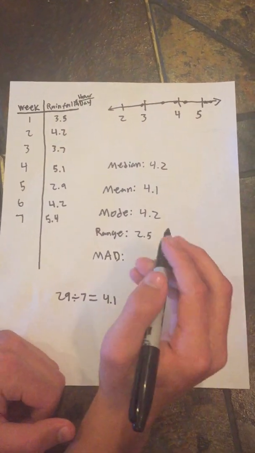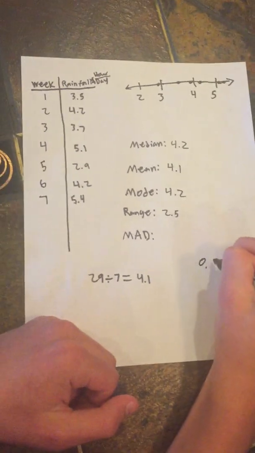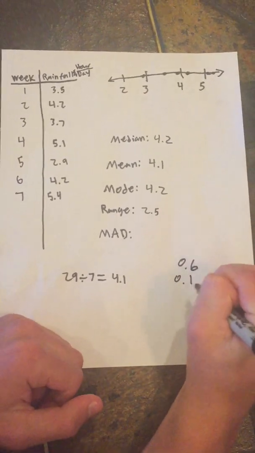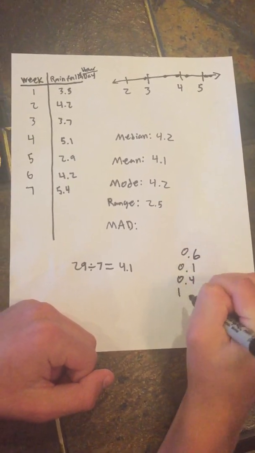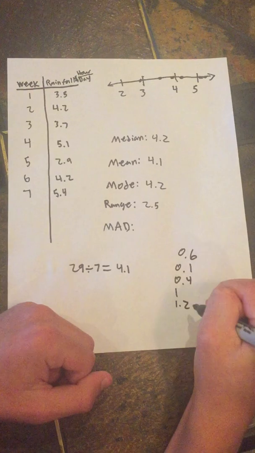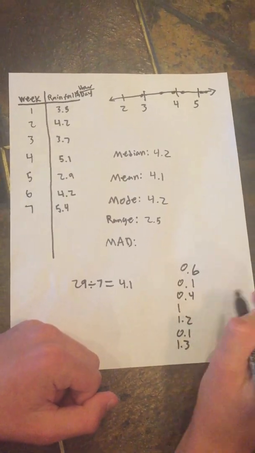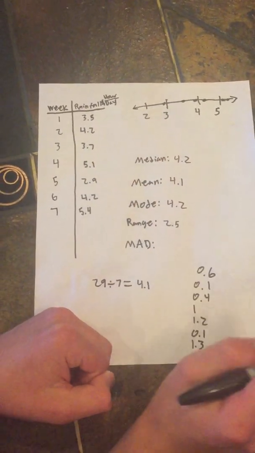What I got whenever I subtract all this is 0.6 for 3.5, 0.1, 0.4, 1, 1.2, 0.1, and 1.3. Again, what I did right here is I subtracted these numbers by 4.1.